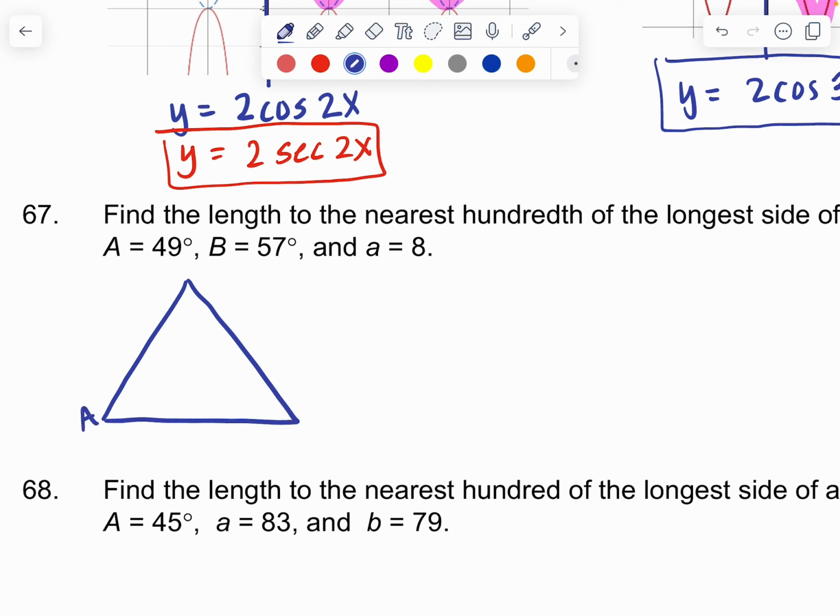Remember, it does not say that this is a right triangle, so I cannot use SOHCAHTOA. Here I'm going to use the law of sines or law of cosines. So your A is 49, your B is 57, and then it says that little a is 8.